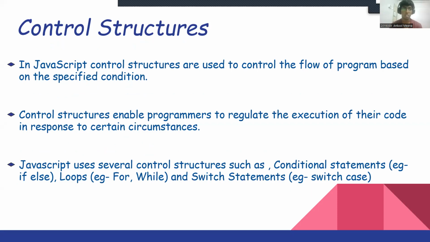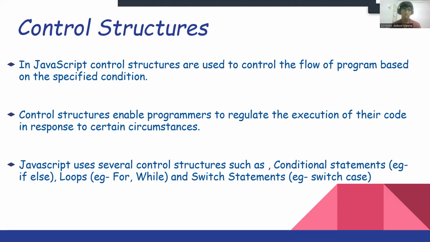First of all, what is a control structure? In JavaScript, control structures are used to control the flow of the program based on the specified conditions. So a programmer or developer can regulate their code according to their needs. Control structures enable programmers to regulate the execution of their code in response to certain circumstances. There are several control structures, such as conditional statements, which include if, else if, and loops, which include for, while loop, do while loop, and switch statements, which include switch case.